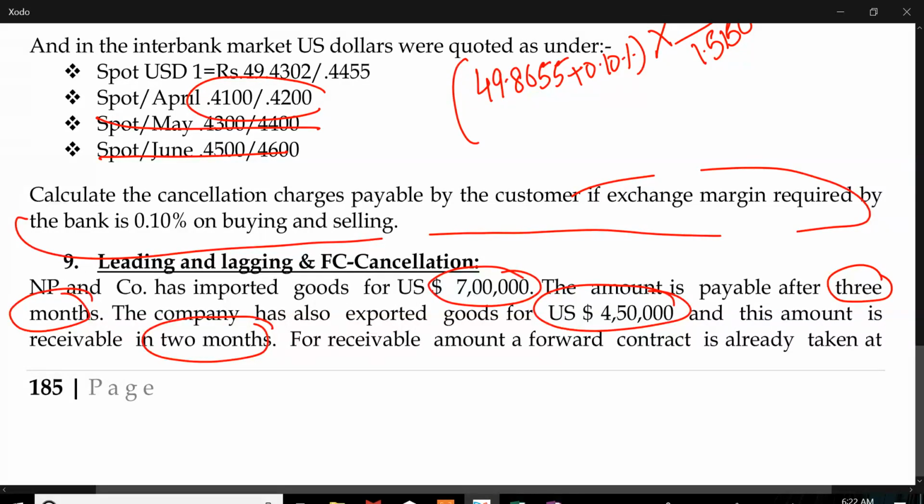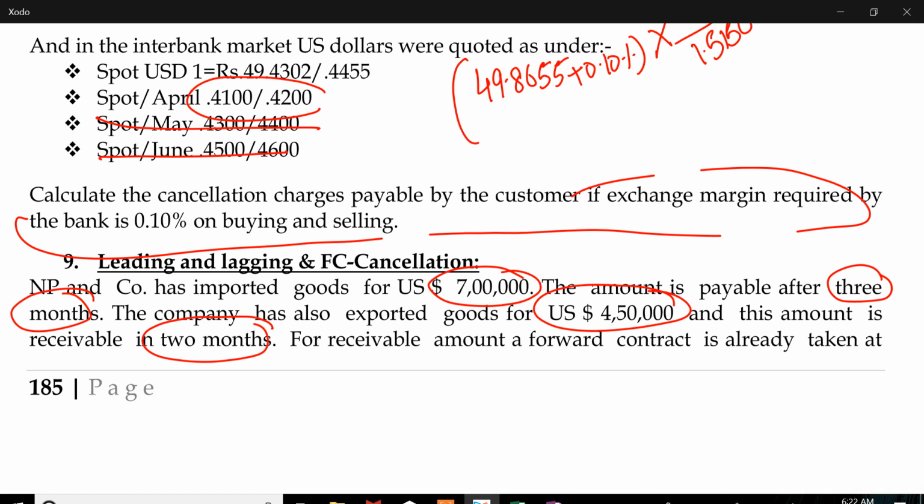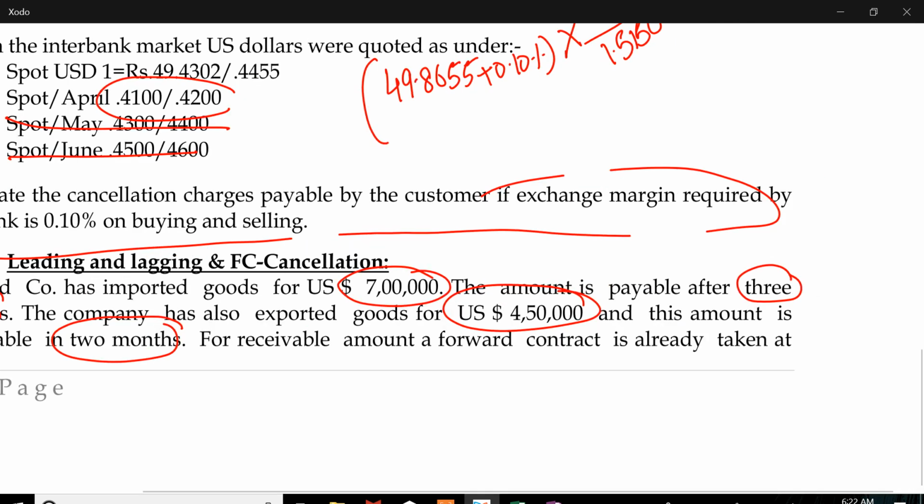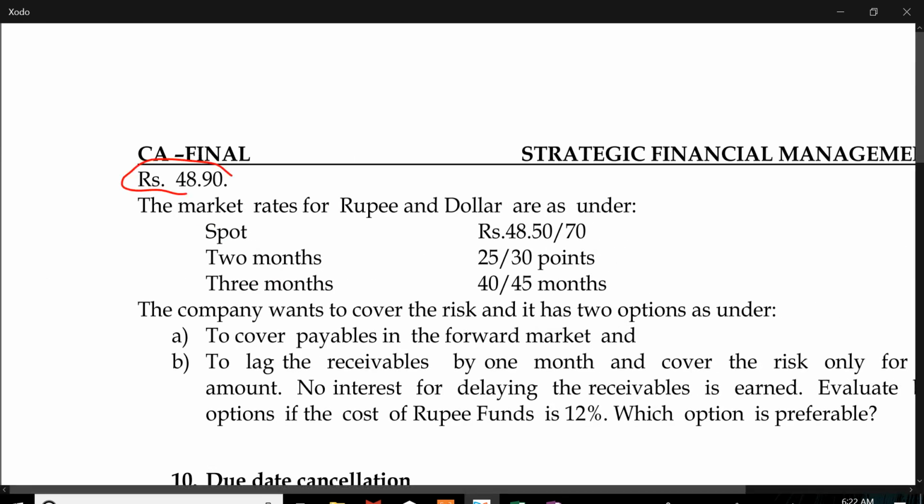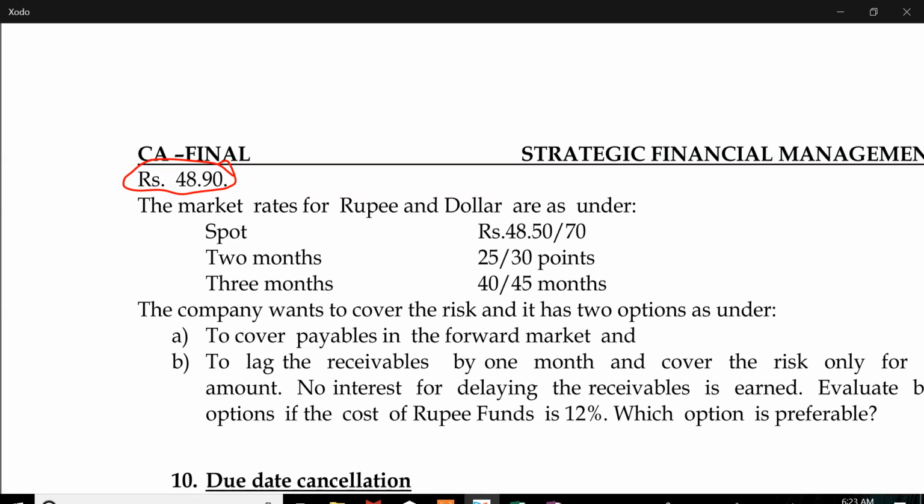This export, I don't know when it had happened. It could have happened earlier also. What had happened is, when I have done the export, I have also covered it through a forward contract at the rate of 48.90. Now I have two options.